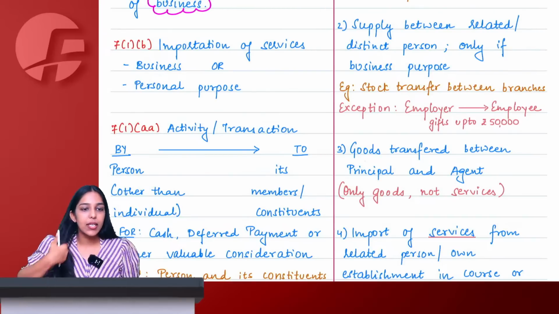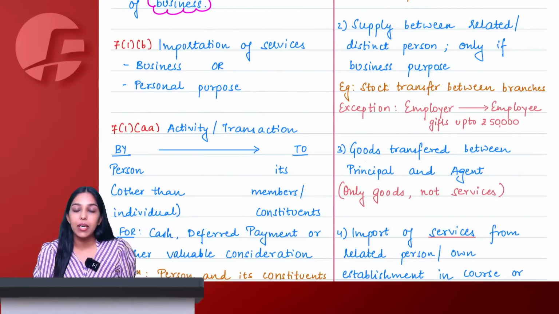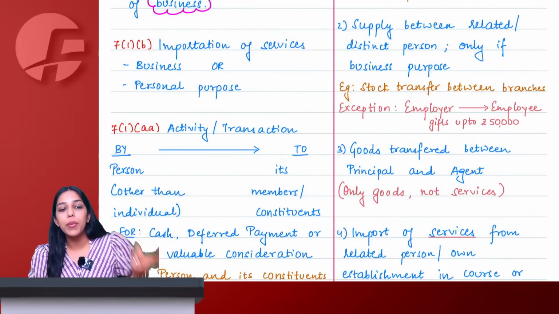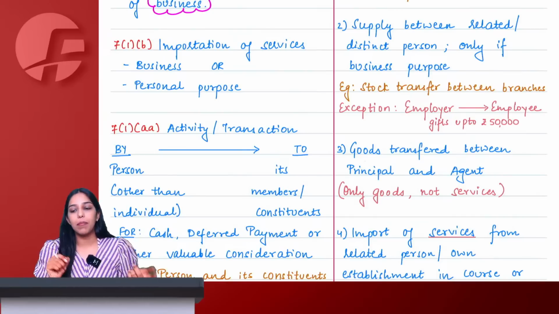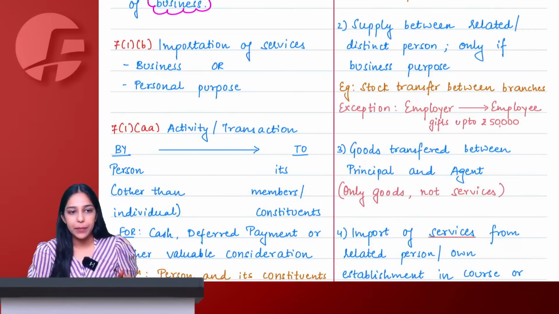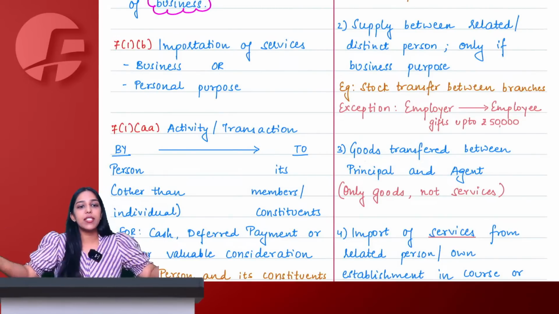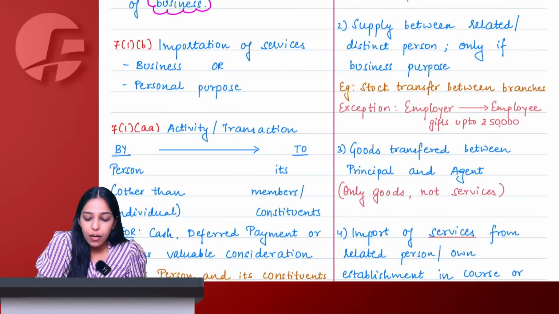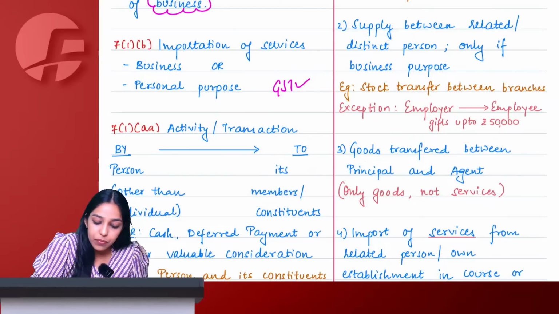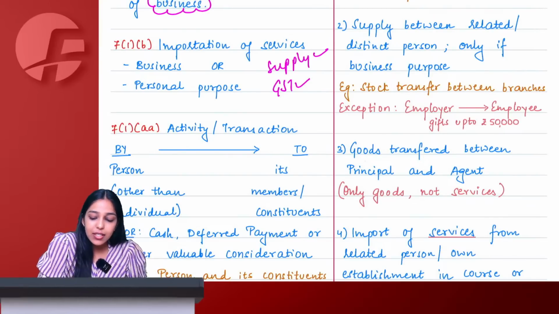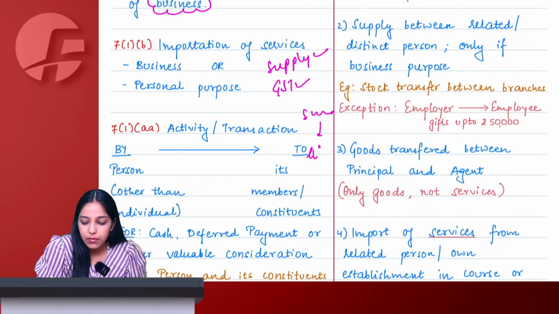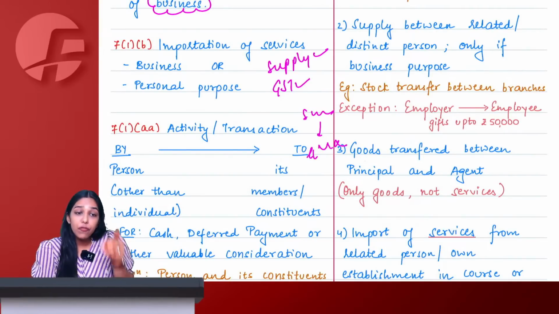Something becoming supply doesn't mean GST will automatically be applicable on it, but for GST to be applicable, there has to be a supply. A simple example: if you want to marry me, you have to be a boy. Doesn't mean if anyone is a boy, I will marry them. Simply, for GST to apply, there has to be a supply. Doesn't mean for every supply GST will be applicable. So do not confuse this.